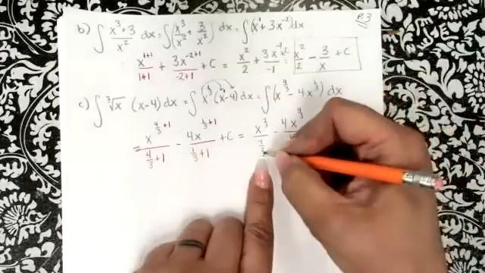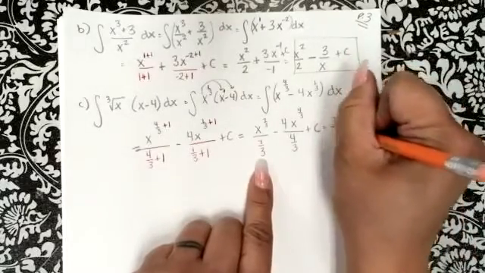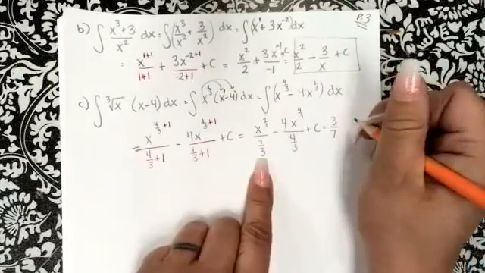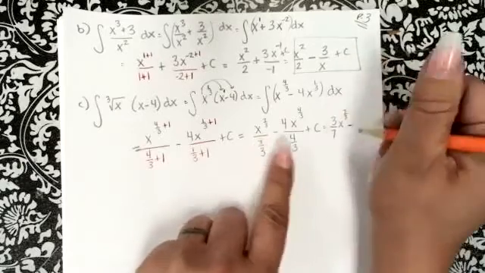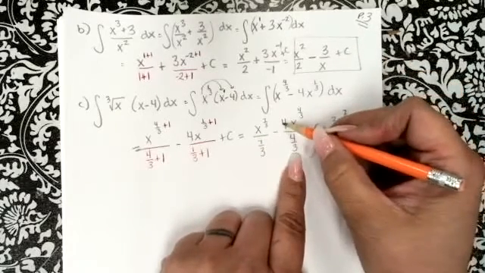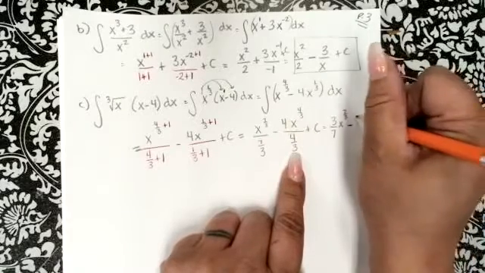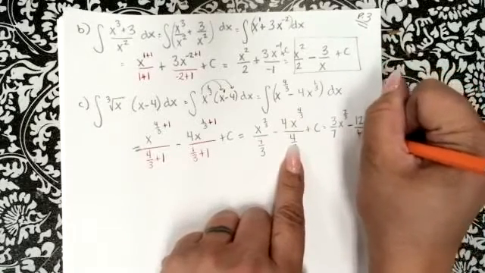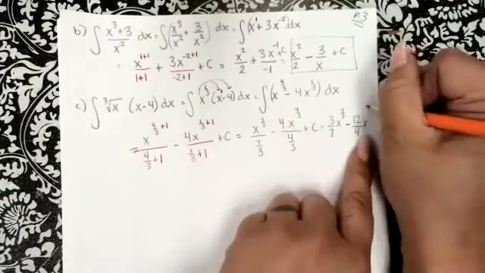Now this 3 is going to flip to the top. So this is going to be a 3/7 x to the 7/3 minus, now this 3 is going to flip to the top, and 3 times 4 is going to be a 12. And then I still have the 4 in the denominator, x to the 4/3 plus the constant.